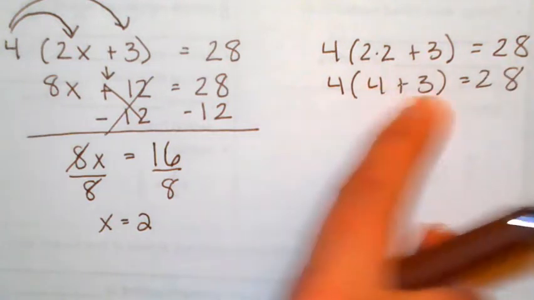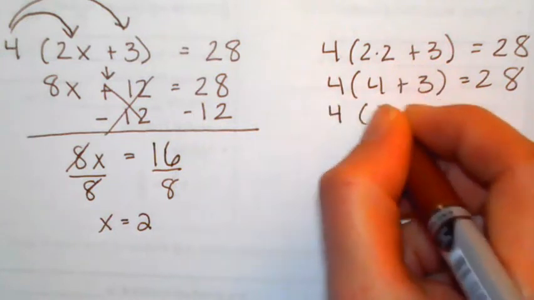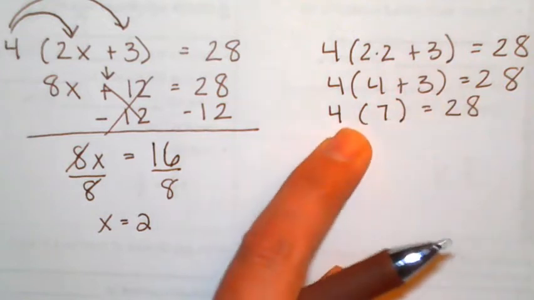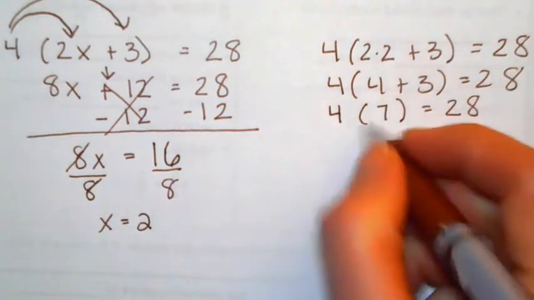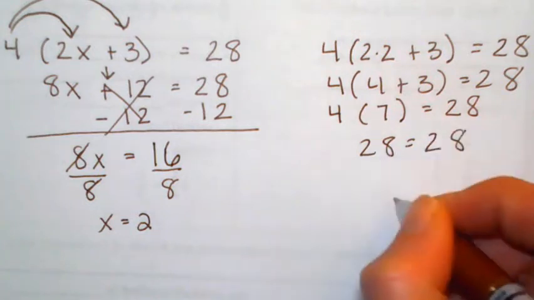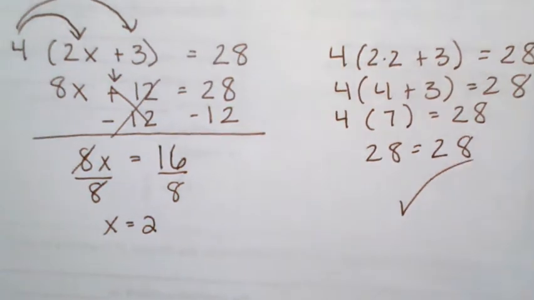I can do order of operations and just do the addition inside the parentheses first. 4 times 7. Oh, thank goodness, it looks like I did it right. 4 times 7, 28. Yep, 28 does equal 28. I can give myself a check. It worked. All right, let's take a look at another problem.